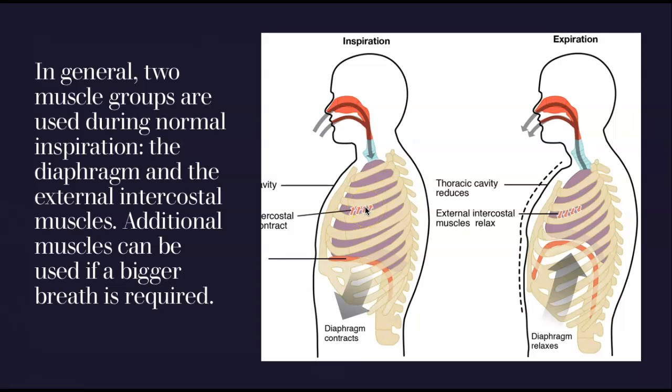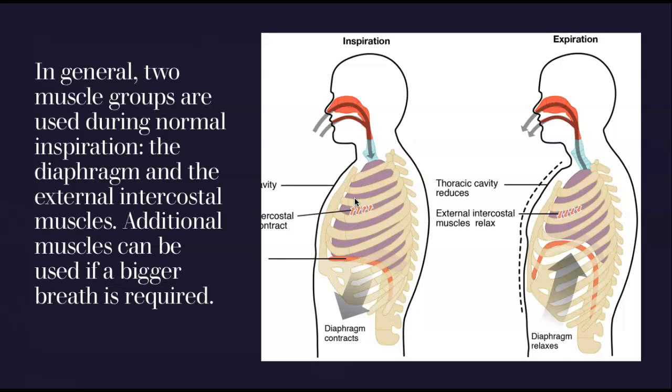Then contraction of the external, not internal, external intercostal muscles moves the ribs up and out. It causes the rib cage to expand, and that also increases the volume of the thoracic cavity. So basically, you just want more space for your lungs to obviously take in this air.